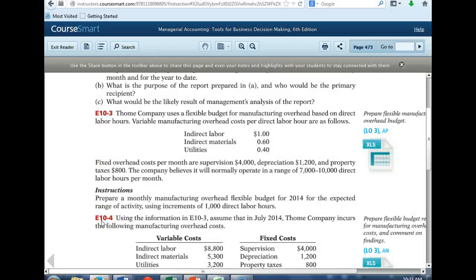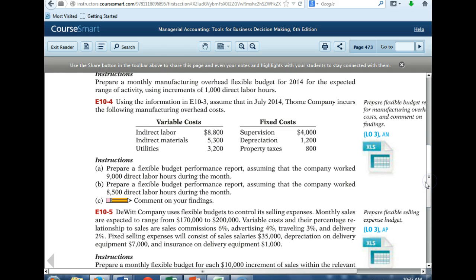Let's move on to the next one. Hey guys, let's go through 2 more problems, okay? Hang in there with me. Using the information in 10E, assume that in July, Thome Company incurs the following manufacturing overhead costs. So we've got our variable cost and our fixed costs. Now we need to prepare a flexible budget performance report, assuming that the company worked 9,000 direct labor hours during the month, and then 8,500 direct labor hours, and we're going to talk about our findings.